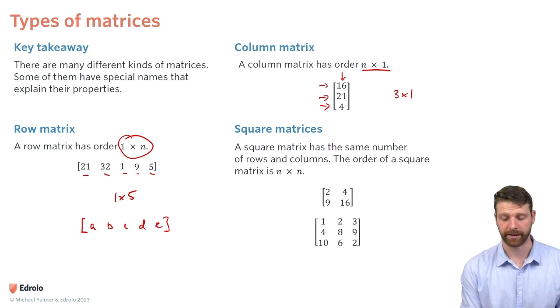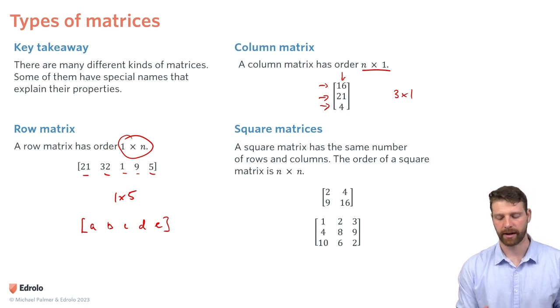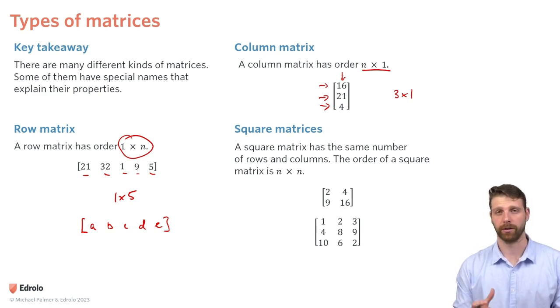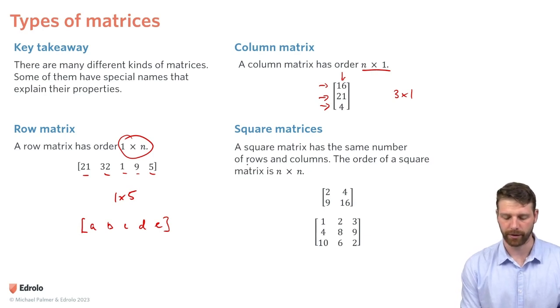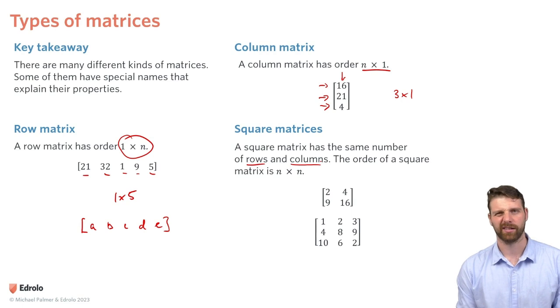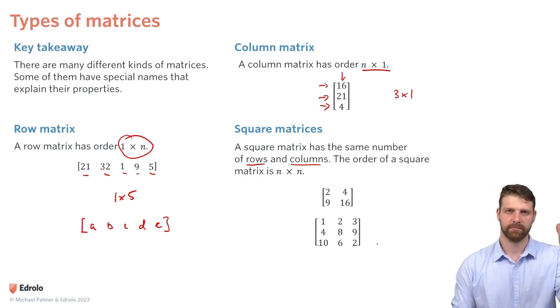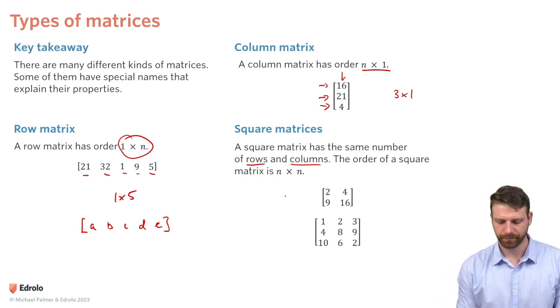Okay, onto square matrices. Square matrices are special. They have nice properties, and when we work with matrices, we love working with square matrices. We can do lots of cool things with them. And so lots of what you'll do will work with square matrices. So a square matrix has the same number of rows and columns. That makes sense, doesn't it? Because a square's got the same length and width. They're equal. So the order of a square matrix is n by n. So n rows and n columns.